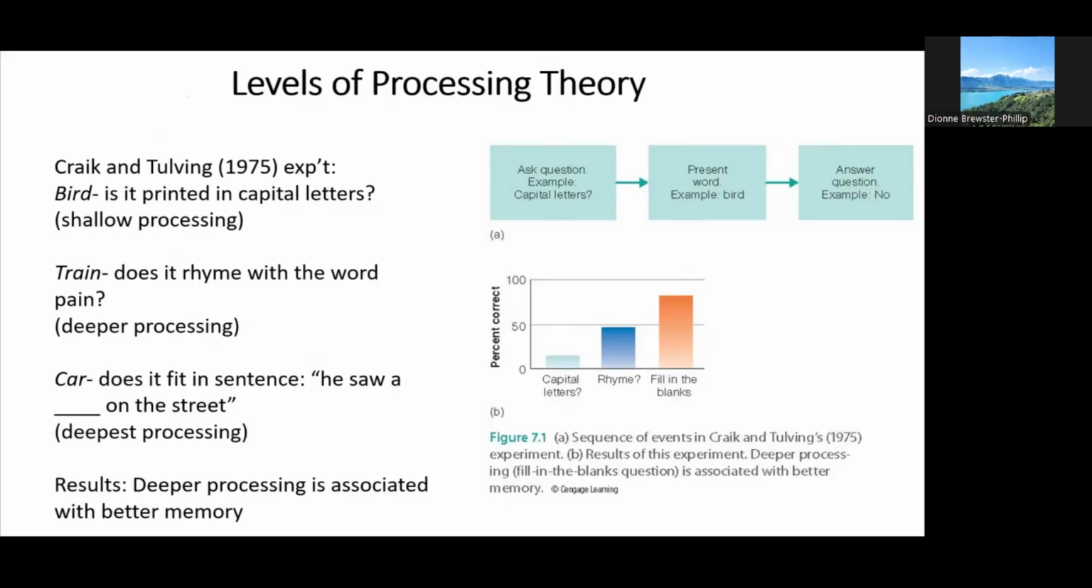Now, the results of that study showed, as we can see in figure 7.1, that deeper processing, or the deepest level, was associated with better memory, right? Than just looking at the physical characteristics of the letters.